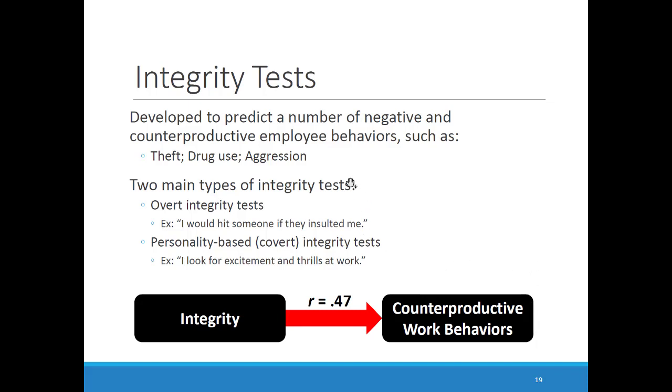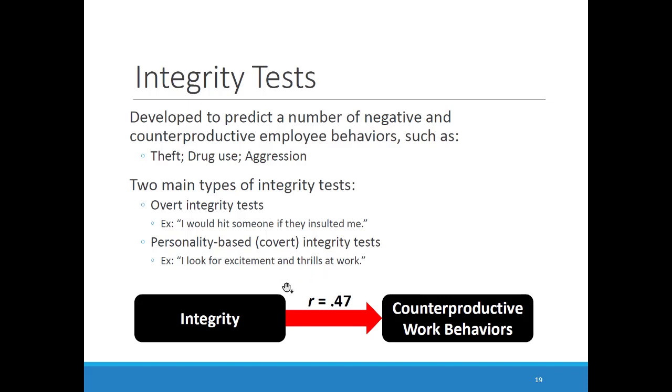There are two main types. One is overt, and a question would be, "I would hit someone if they insulted me." And then covert, which is, "I look for excitement and thrills at work." You can see just looking at these that there's probably the high risk of people faking and lying on these types of questions as well. But some people do respond positively to questions, even overt questions. So organizations still use them.